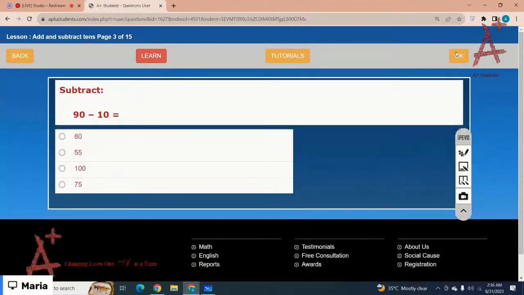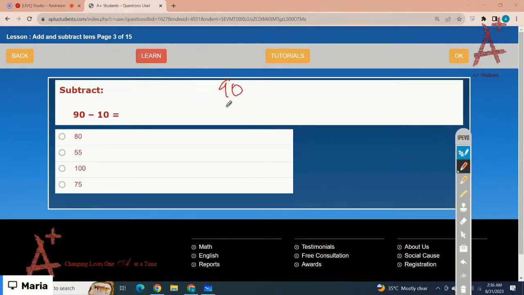Subtract 90 minus 10. So just write them one above the other because they have the same number of zeros. So 0 take away 0 is always 0 and 9 take away 1 is 8. So 90 minus 10 is 80. So the correct option is 80, right?